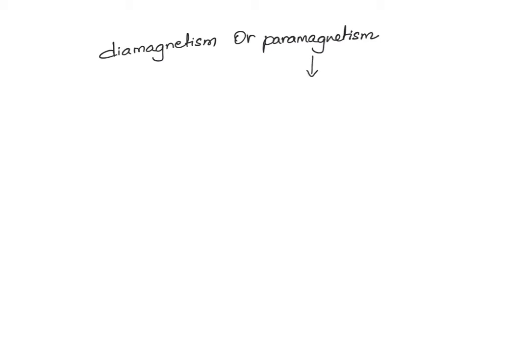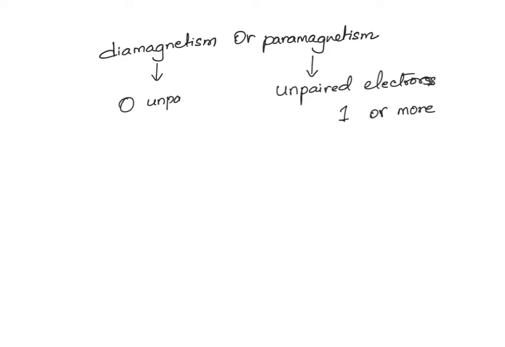Paramagnetic species will have unpaired electrons, one or more unpaired electrons, whereas diamagnetic species will have no unpaired electrons.